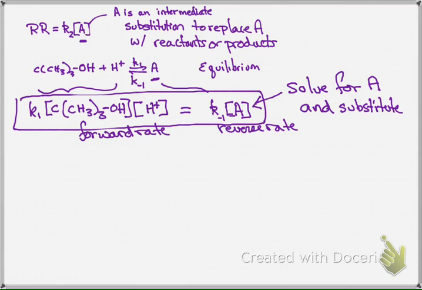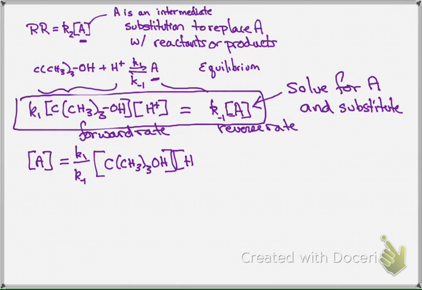So if I solve that for A, just divide through by K minus 1. I'm going to put A on the left because I'm solving for A. It's going to be K1 over K minus 1 times the concentration of, I should have called that something too, huh? CH3OH times H plus, like that. That guy goes right there.